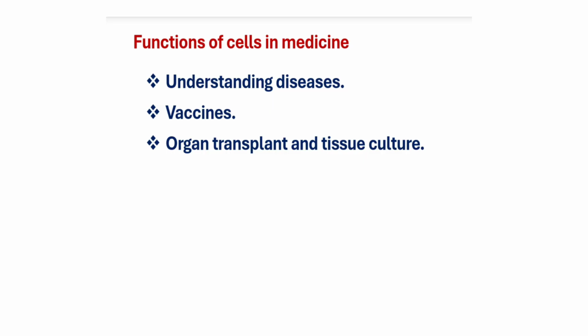Vaccines. Cells help in the development of vaccines, which train the body's cells, especially immune cells, to fight against diseases such as COVID-19 and polio. Organ transplant and tissue culture. Understanding how cells grow helps in culturing tissues in the laboratory and making organ transplants safer through compatibility testing.